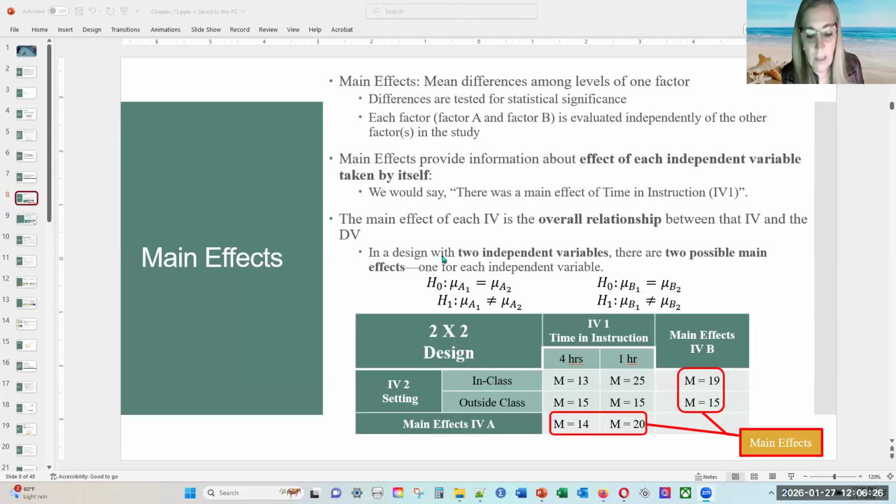In a design with 2 independent variables or with 2 factors, there are 2 possible main effects, one for each independent variable. If I was doing a factorial ANOVA that had 3 factors, then there would be a possibility of 3 main effects. Okay.